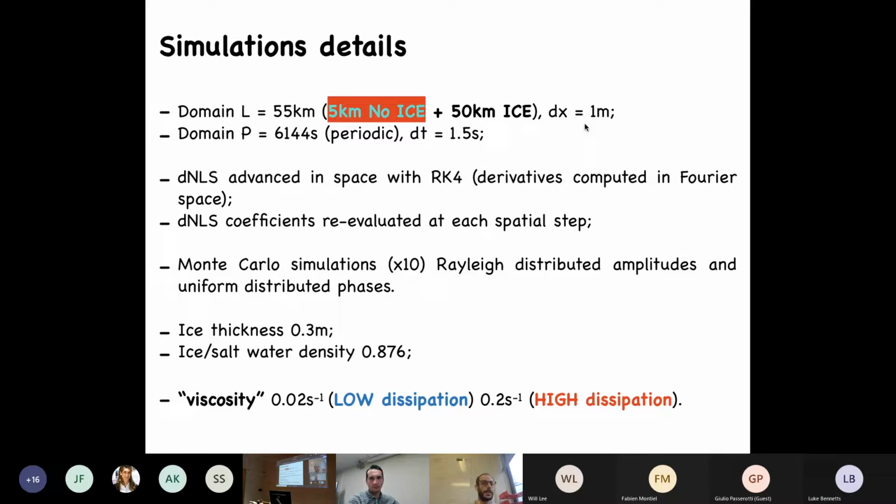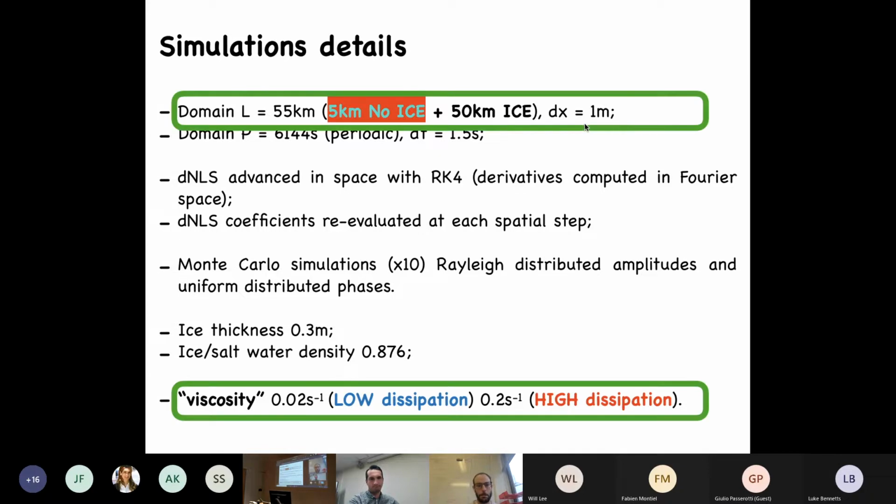As parameters, the ice thickness I keep at 2.3 meters, which is the standard one that we observed in 2017. And I use the ratio between the density of the ice and the salt water as 0.876, which is a realistic parameter. And the viscosity parameter, don't look too much at the number. There is a factor of 10 between the two of them, but one means low dissipation and the other is high dissipation. So the important bit is that there are two dissipations, low and high, and the domain is 55 kilometers, 5 plus 50.